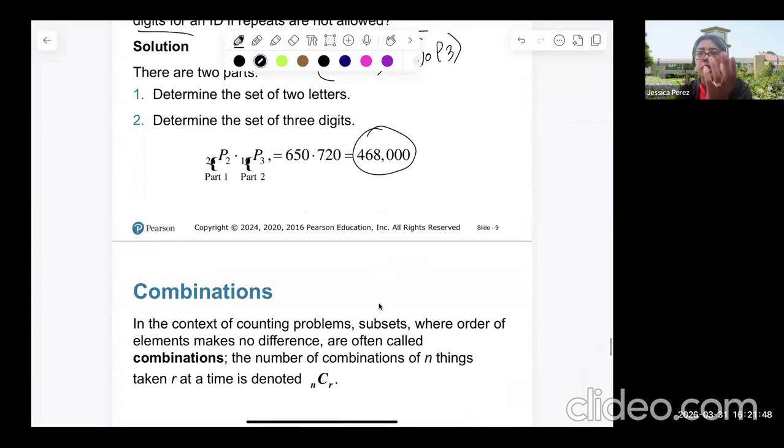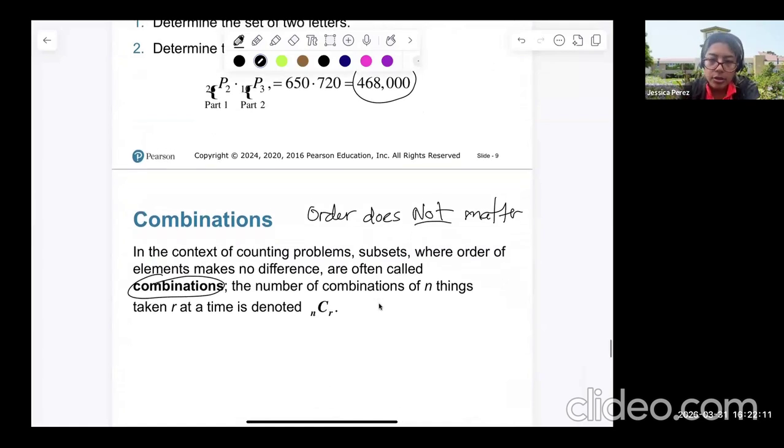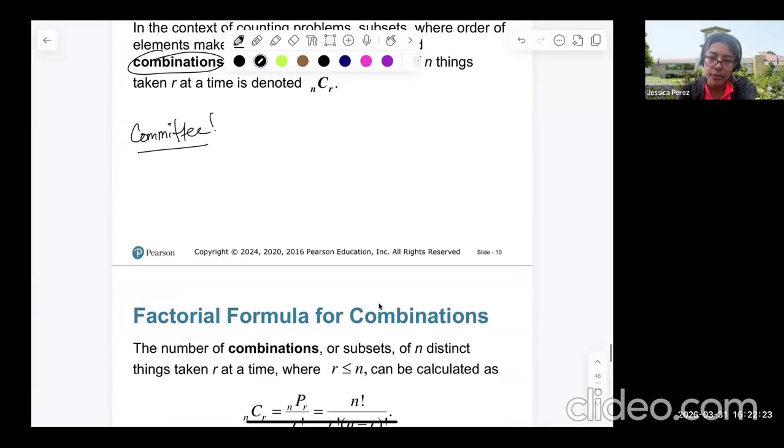So what's the difference between a permutation and a combination? In the context of a counting problem, subsets where order does not make a difference are called combinations. So this is when order does not matter. When you have a word like committee, that's when you want to use a combination. The number of combinations of n things taken r at a time.